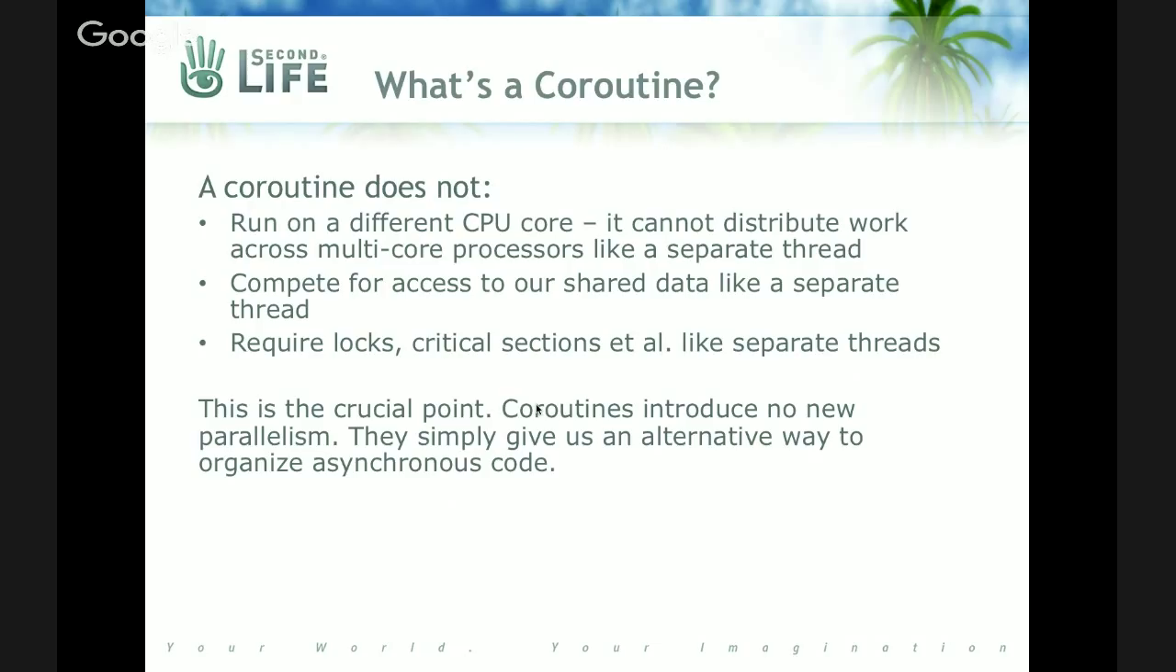Coroutines do not require the locking, the critical sections, the mutexes. Coroutines trade the processor between them cooperatively. So you know that only one coroutine is going to be touching your static data at a time. It's an organization tactic. It doesn't introduce new parallelism. It's just a better way to write code that would have been written as a responder or as a big switch statement.